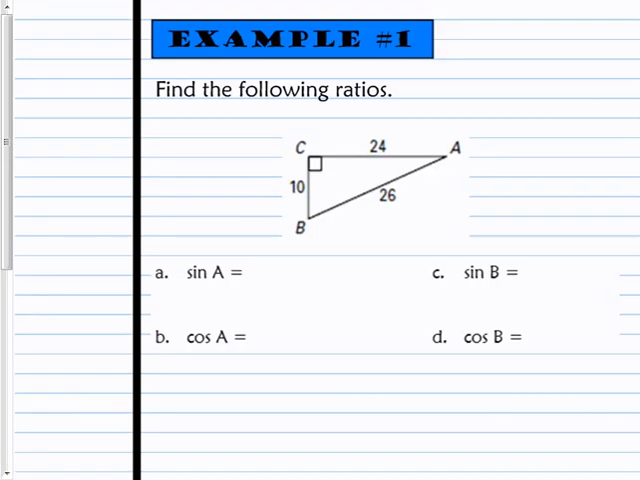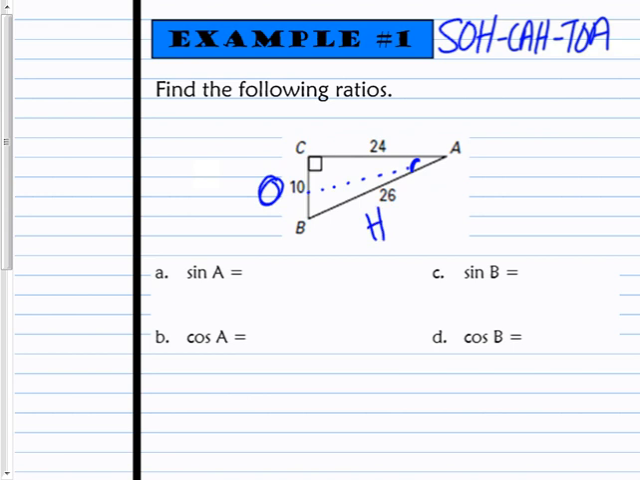Example 1, find the following ratio. Right now, all I'm going to have you do is put them in as a fraction, and we'll work on them as decimals probably in class. I'm going to write that phrase at the top. It's a good idea, whenever you're working this out, to simply write SOHCAHTOA at the top of your paper so you don't forget. So the sine of angle A, this is the angle I'm working from the perspective of. I need the opposite side. So this side is opposite angle A, and the hypotenuse, which is always the side across from the right angle. So opposite, 10 over hypotenuse, 26.